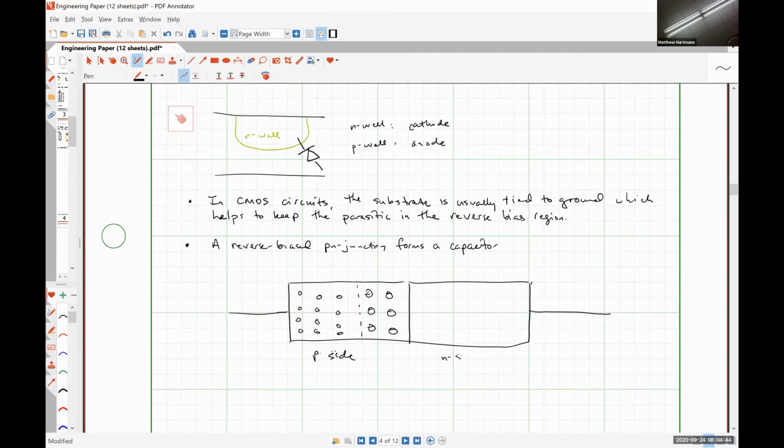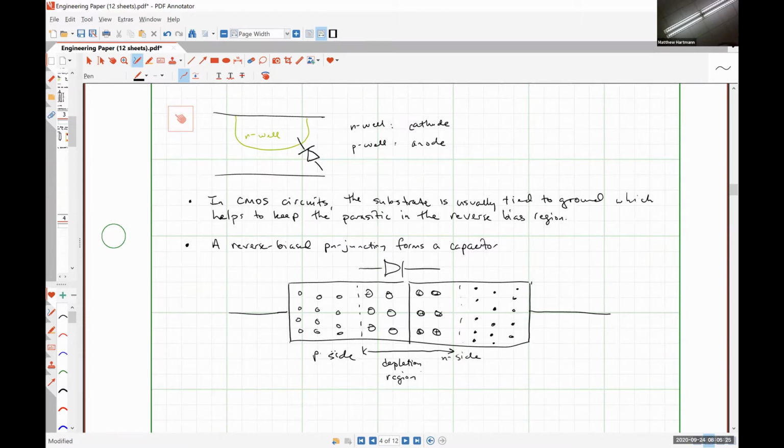On the N side of the junction, we have electrons. Then we have donor atoms that have given up their free electron, and so that's why we have positively charged ions. So this is what's going on. And this region in which there are no free charge carriers is what's called a depletion region.